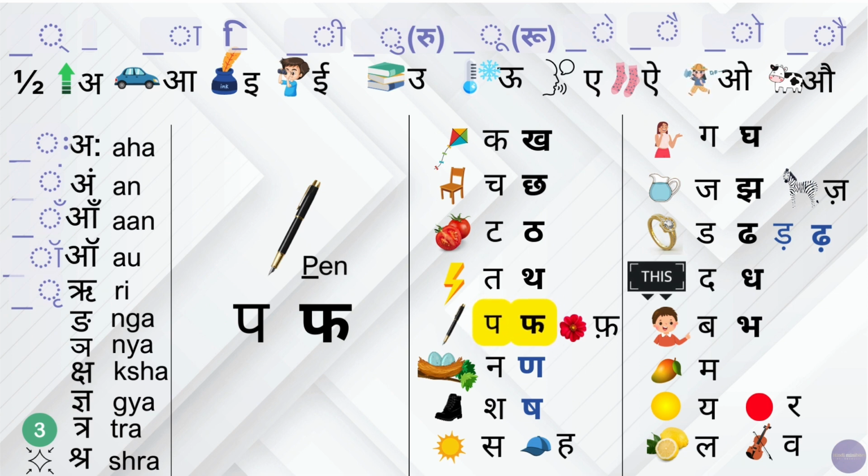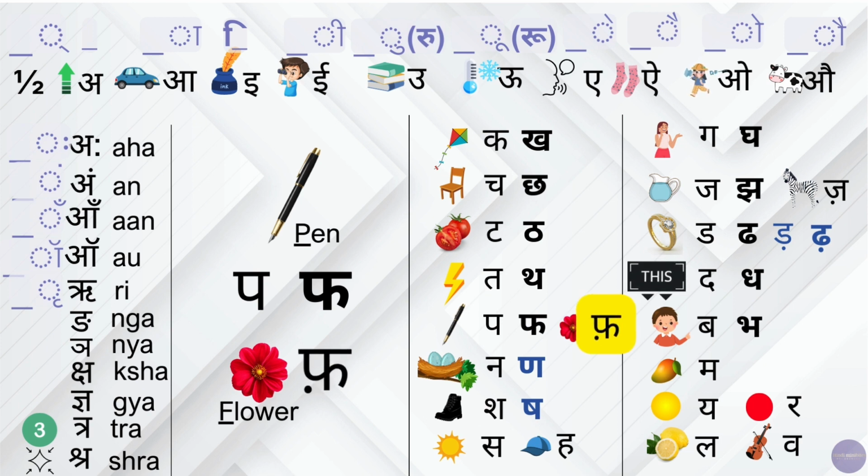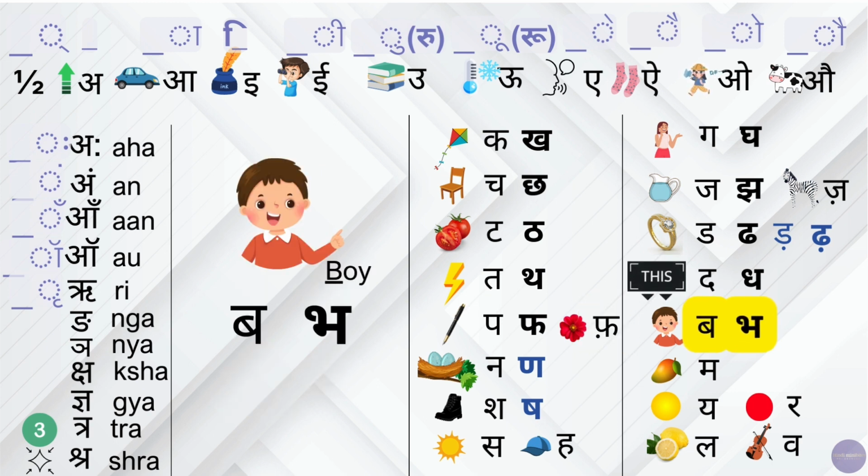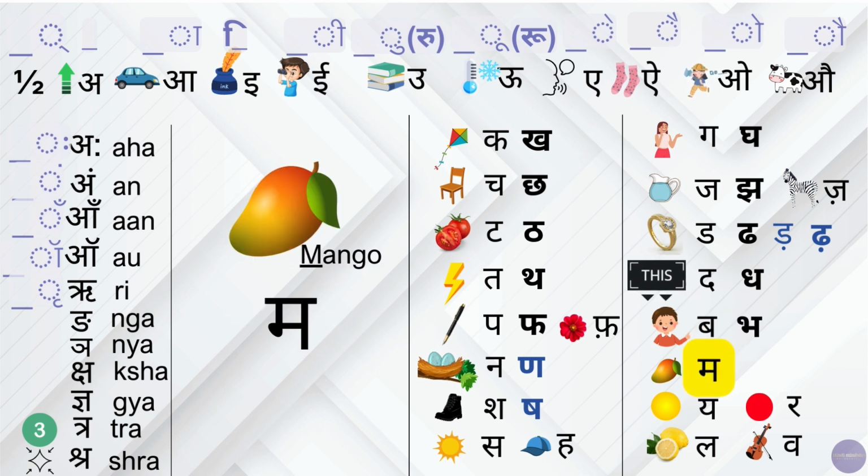Soft p, forceful ph. When we put a dot below ph, it becomes f, as in flower. F. Boy, b, bh. Soft b, forceful bh. Mango, m, m.